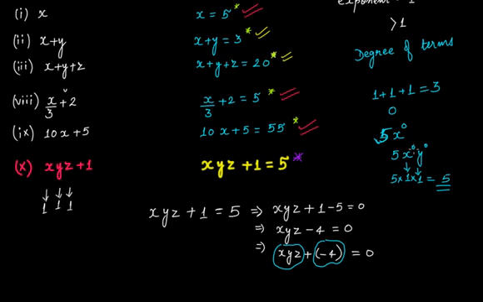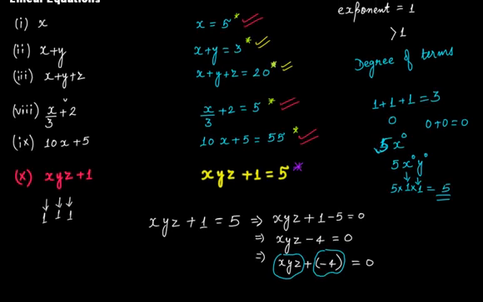Because here x has exponent 0 and y has exponent 0, so 0 plus 0 means 0 only. So an equation is a linear equation only when the degree of the terms is not greater than 1. The correct definition is that the degree of the terms should not be greater than 1. In that case, those equations will be linear equations.